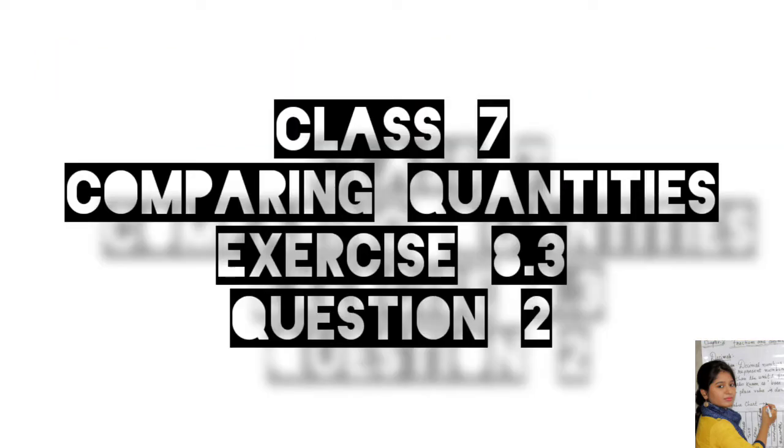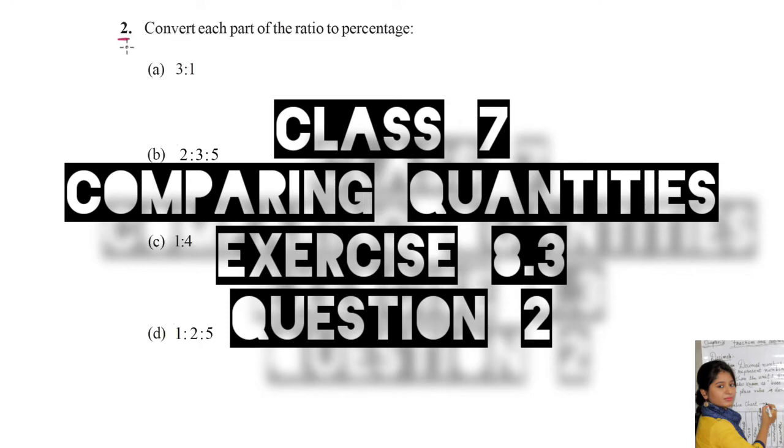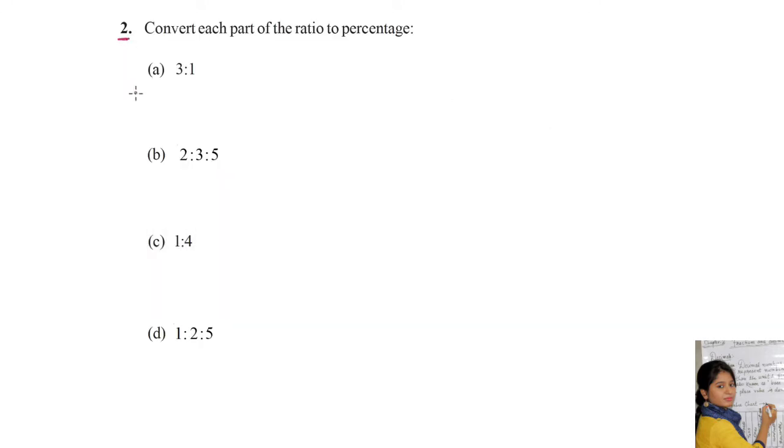As we have learned question 1 of exercise 8.3, let's learn how to solve question number 2. Question number 2 says that some ratios are given and we need to convert each part of the ratios to percentage. So basically the ratio of the parts has to be converted into percentage. We have to find each part of the ratios as the percentage of the whole. So let's start with part A.